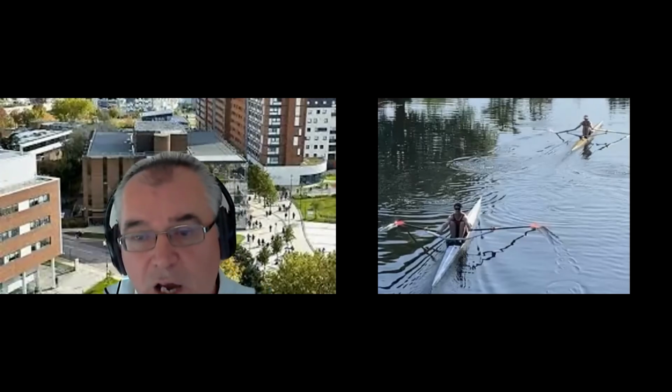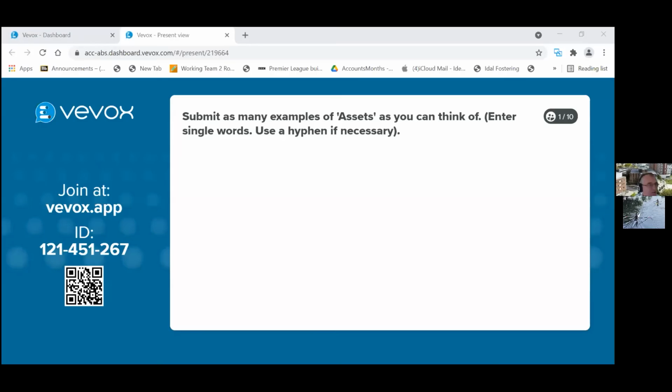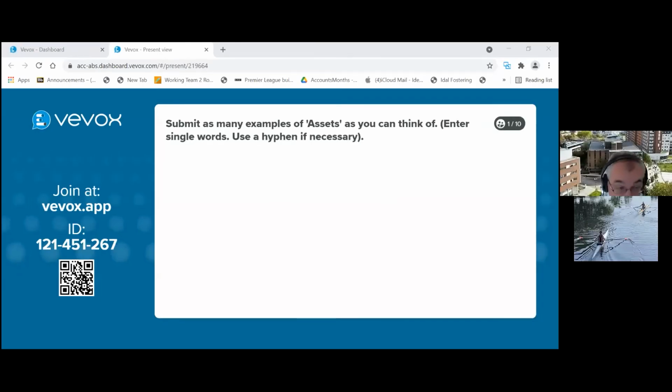This is a word cloud within VVox. So you can submit as many examples as you can think of. You're not restricted to one, but you are restricted to entering a single word. So if your example has more than one word in it, you need to put a hyphen between those words to turn it into a single submission. So can I invite you, please, to share as many examples of assets as you can think of.